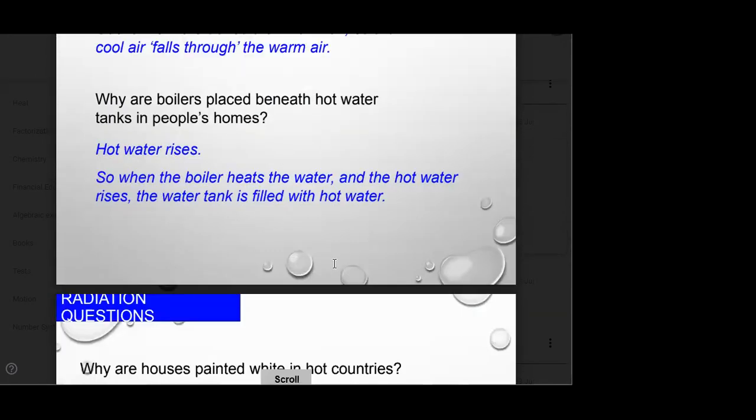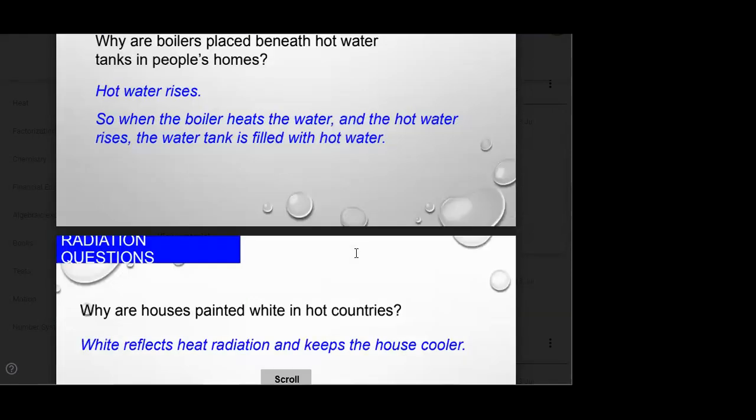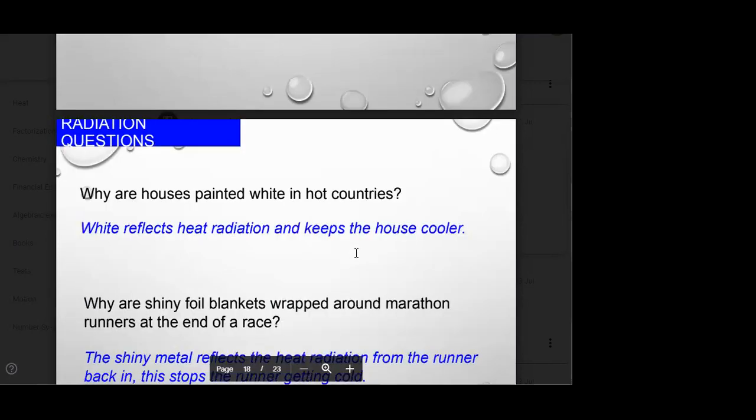Now, why are houses painted white in hot countries? Tell me. Let's just discuss this. Sir, because paint reflects the heat, and it keeps cool. Yes, because it will not absorb, and in our ceilings also, sir, it is white because it will not absorb the heat. Because it reflects heat radiation and keeps the house cooler.